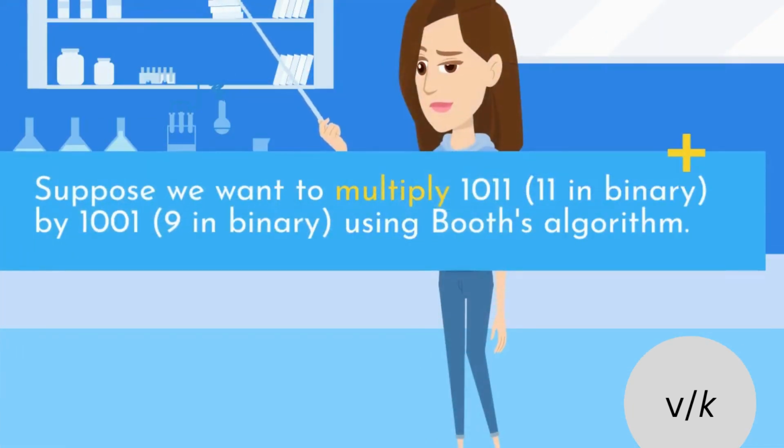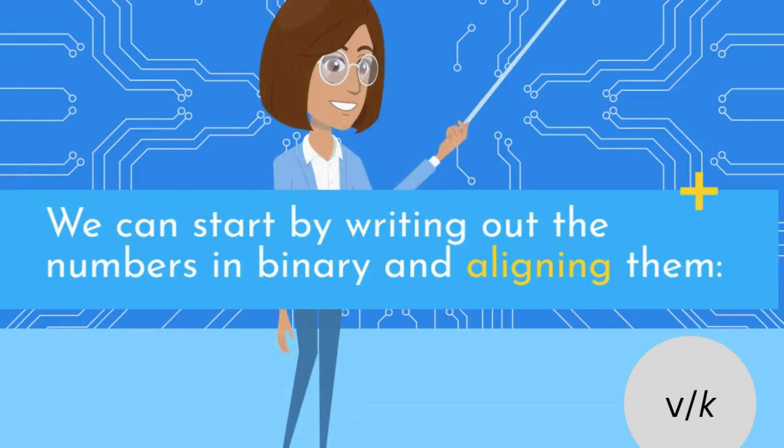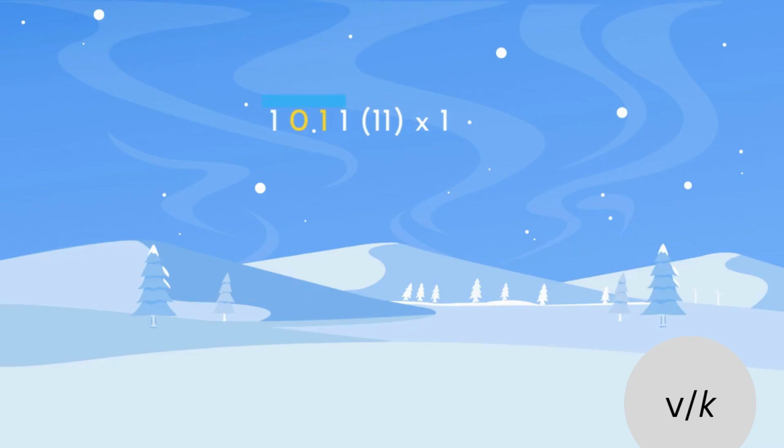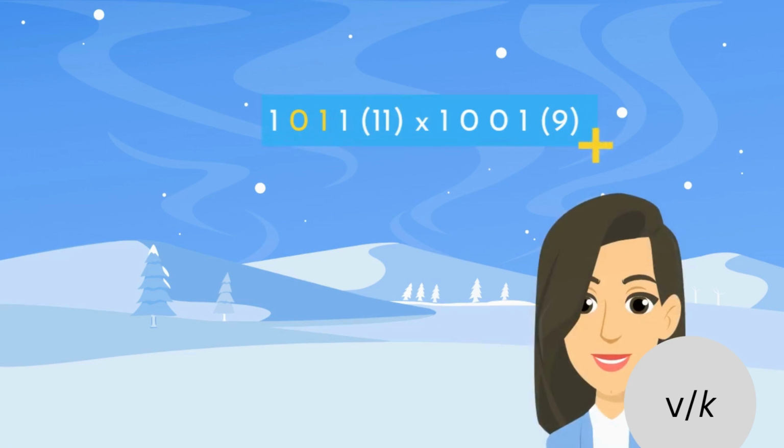Suppose we want to multiply 1011, 11 in binary, by 1001, 9 in binary, using Booth's algorithm. We can start by writing out the numbers in binary and aligning them. 1011, 11, times 1001, 9.